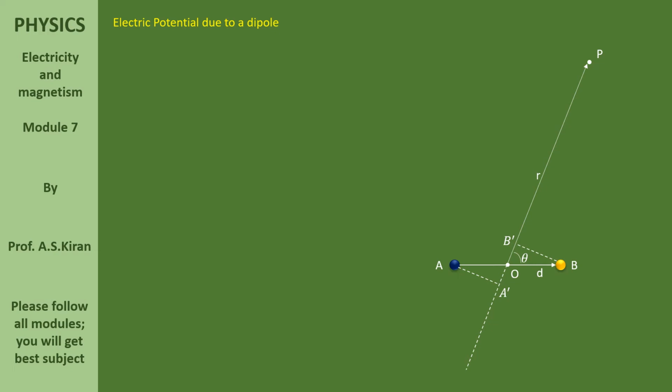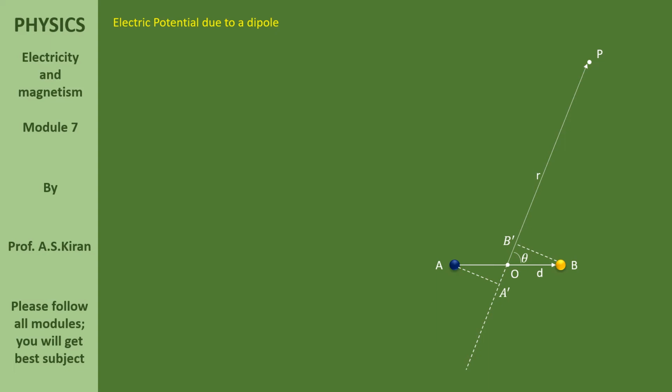From A, drop a perpendicular line. From B, drop a perpendicular line. The feet of the perpendiculars are A dash and B dash. Here, the axis of the dipole is AB, and the line joining the center of the dipole to the required point is OP. The angle between the AB vector and OP is theta. Please consider that as theta. The purpose here is to find the potential at P.